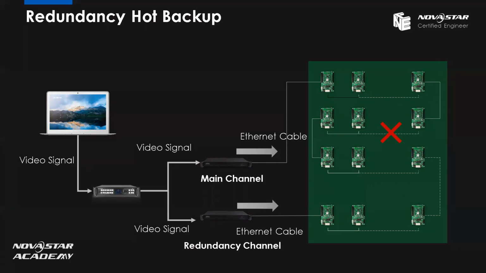Only the engineer, later, can check in our system that one Ethernet cable is broken, but that's no problem for our clients, right? They won't find any difference. So that's the redundancy hot backup. What is the redundancy hot backup?